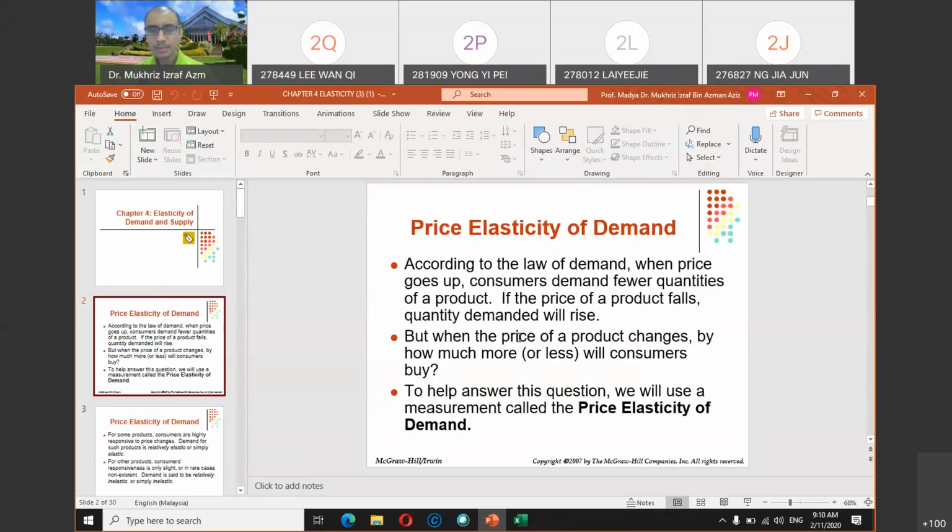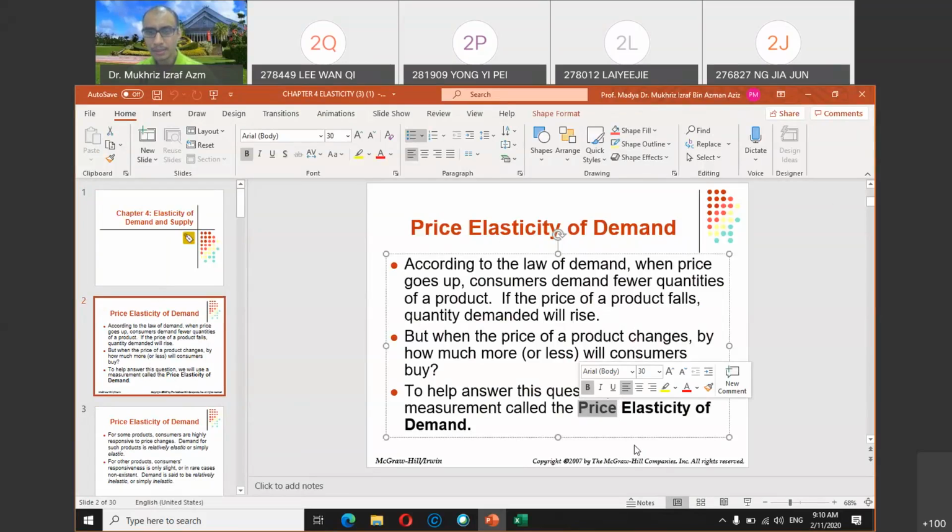That is the issue of elasticity. You want to know how responsive or sensitive consumers are to changes in price. That is what we term the price elasticity of demand. The word price comes first because we are talking about price, since in economics, besides price, we also have income elasticity of demand.